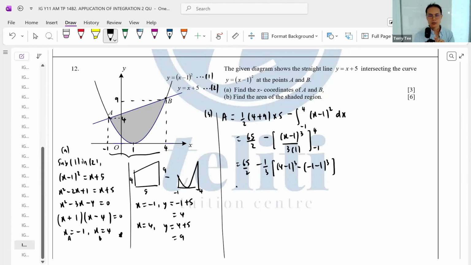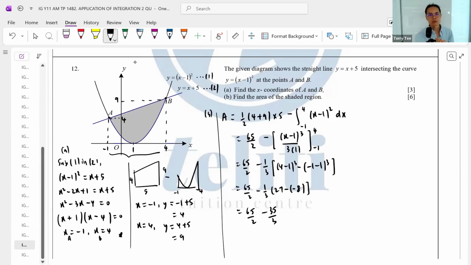So 65 over 2, then this is 1 over 3. You can use your calculator to do this. I don't want to do it one by one. This is 4 minus 1 is 3. 3 to the power 3 is 27. 27 minus 8, because -2 to the power 3 is -8. So that will give us 35 over 3. So it's 65 over 2 minus 35 over 3.